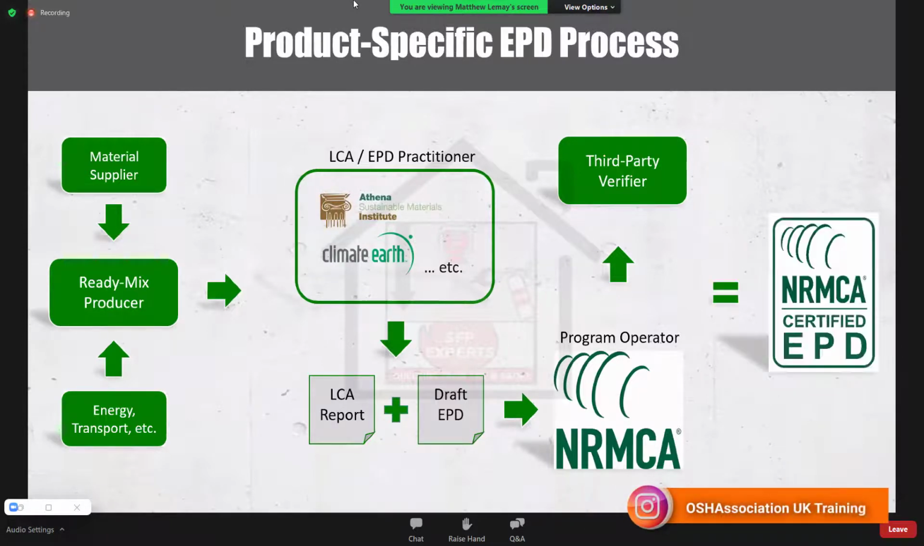And the final result is you get this stamp on your EPD, which means it is a verified product-specific EPD, and you're ready to use it for any of those use cases that we have mentioned and that Katie will talk about in more depth.